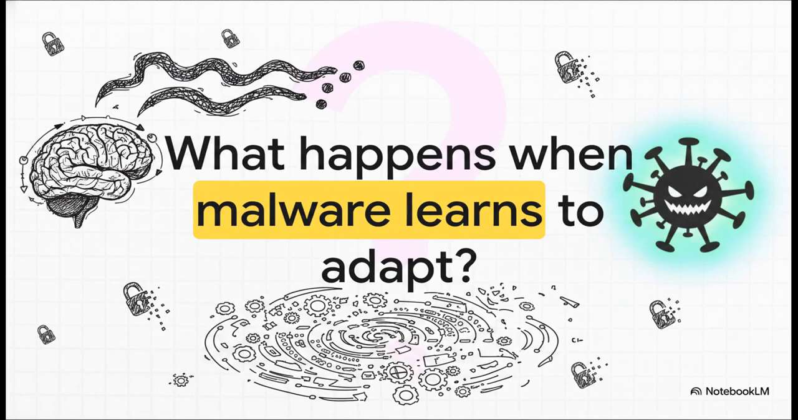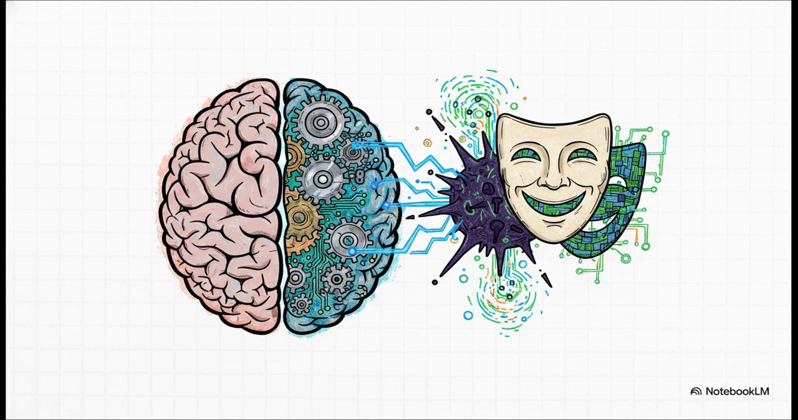Which brings us to the bleeding edge of our timeline. I want you to think about this question for a second. What happens when malware actually learns to adapt? What happens when the code isn't just following a static set of rules, but is actually learning from its environment? Well, the chilling modern reality is that we're now in the AI era.